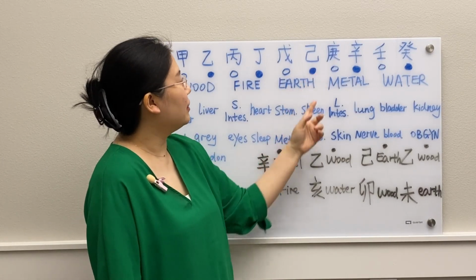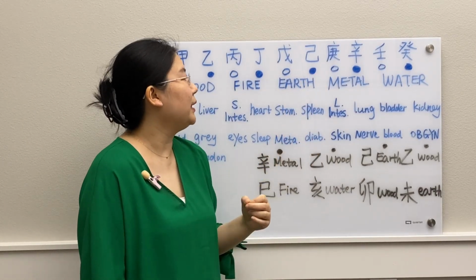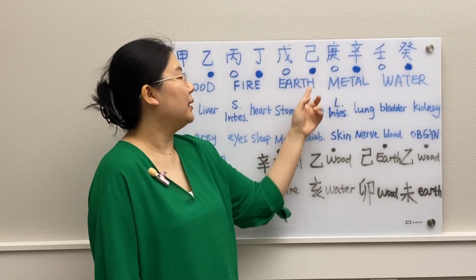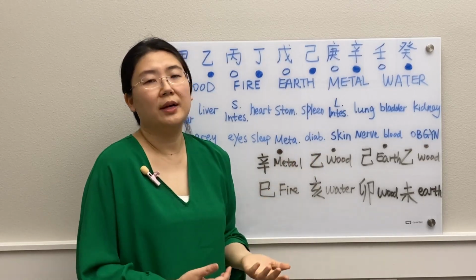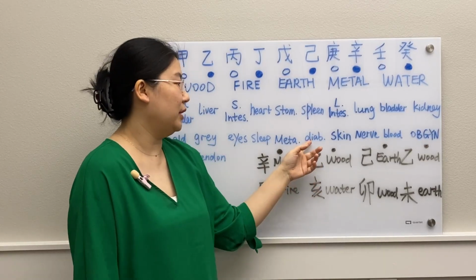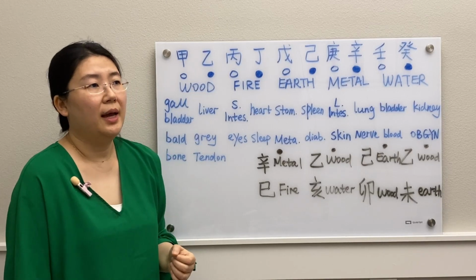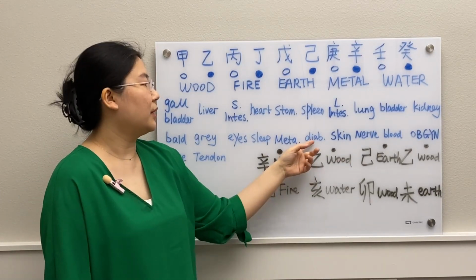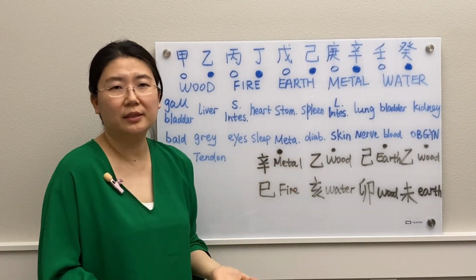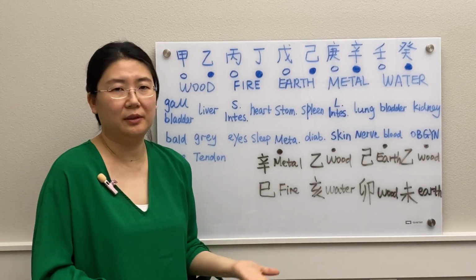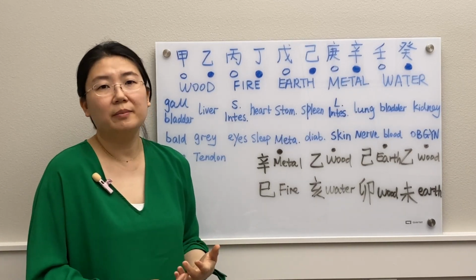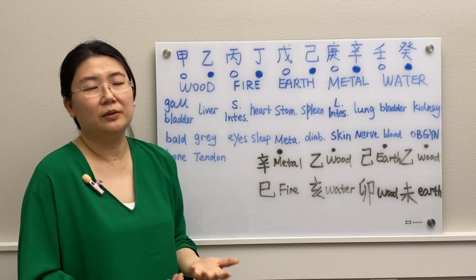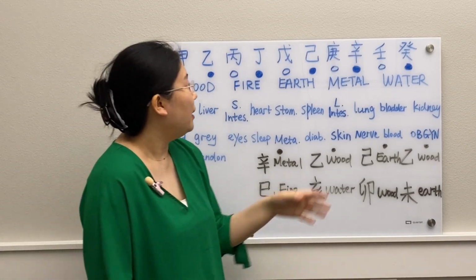This yin earth, because it represents the spleen, once it's out of balance, it can come across as diabetes, which is a really prevalent disease. You can actually look at your chart to see whether you have a higher risk for diabetes. Then please go see your doctor, right? Get early treatment before it gets into a severe state.